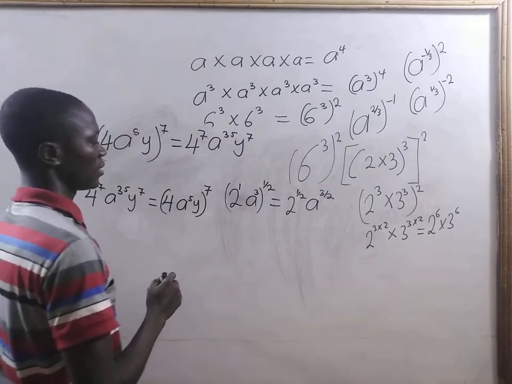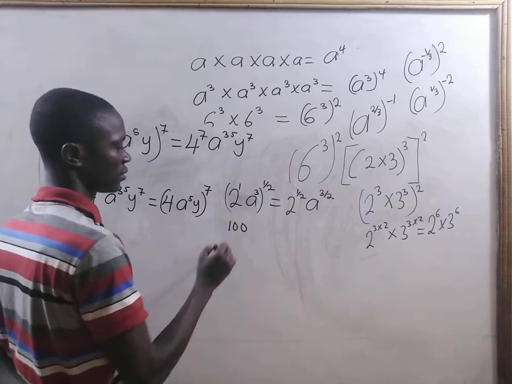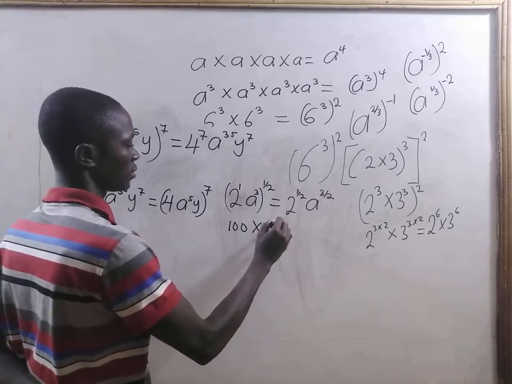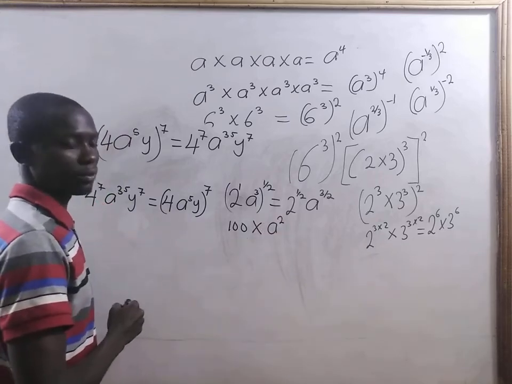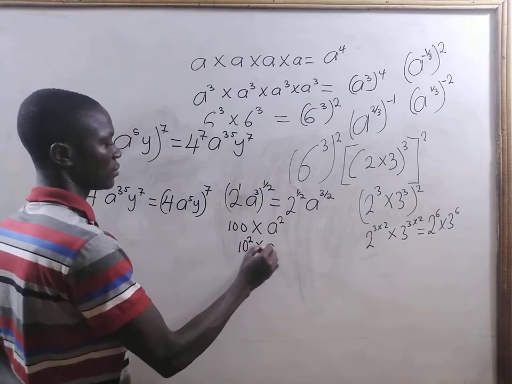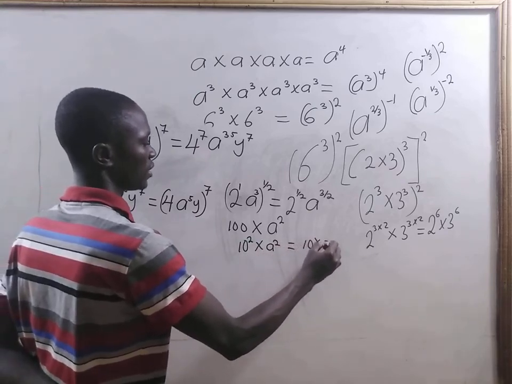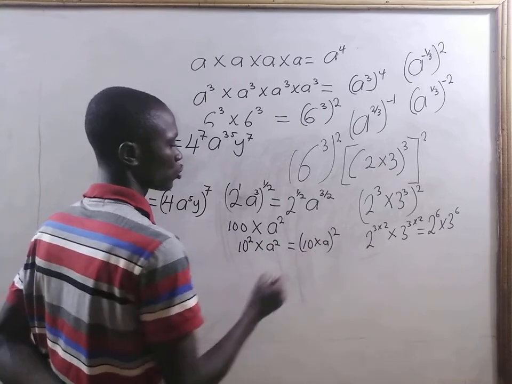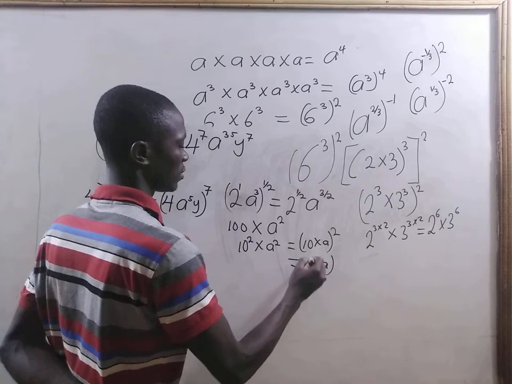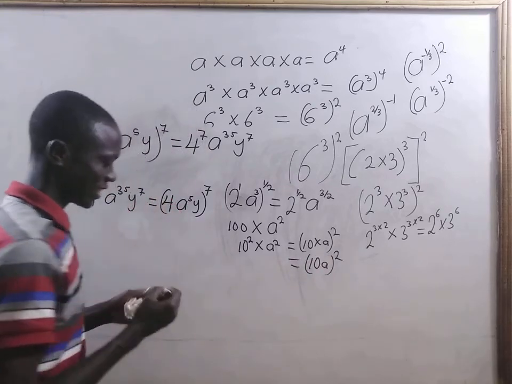If I have, let's say, 100 times A squared, right? This is the same as 10 squared times A squared, and that will give us 10 times A all squared, and is the same as 10A all squared. Wow. Let us explore more.